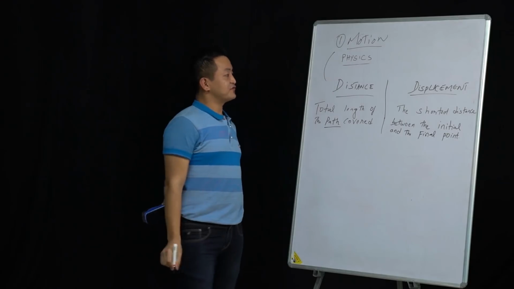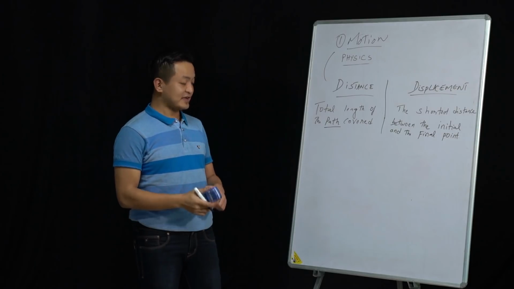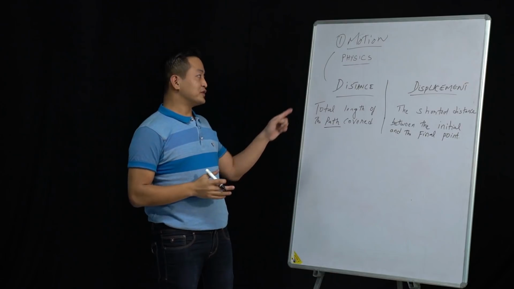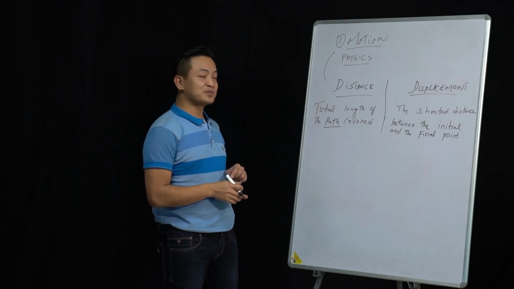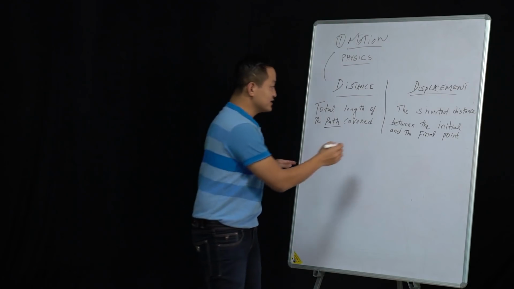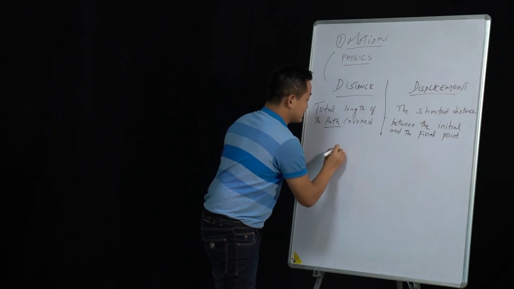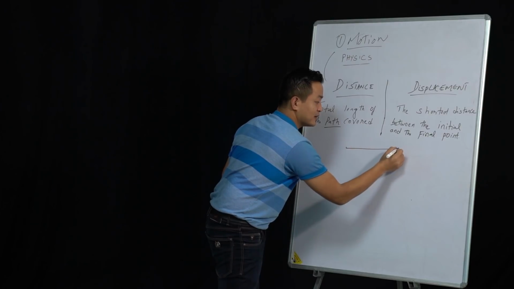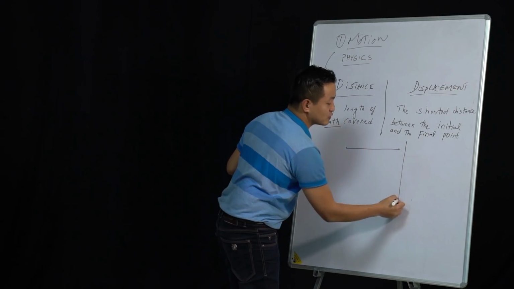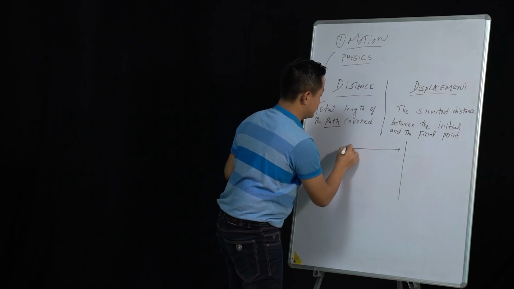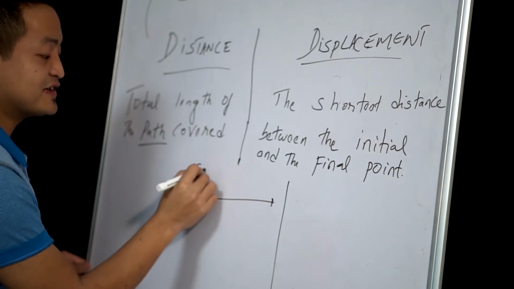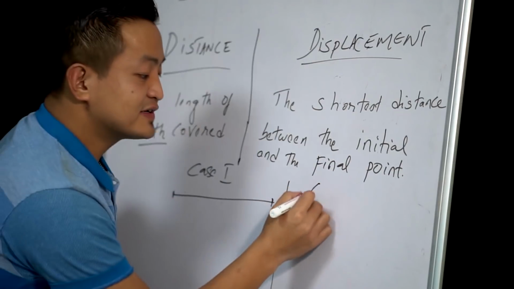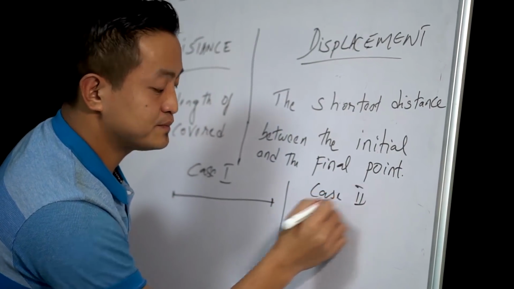So here's the definition for distance and displacement, and I will explain the major difference between distance and displacement. For this, let me show you a straight line here. I'll show you two conditions. This is the first case, case 1. Clear? And this is case 2.